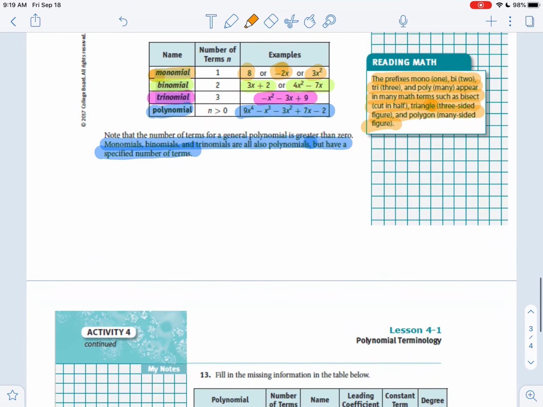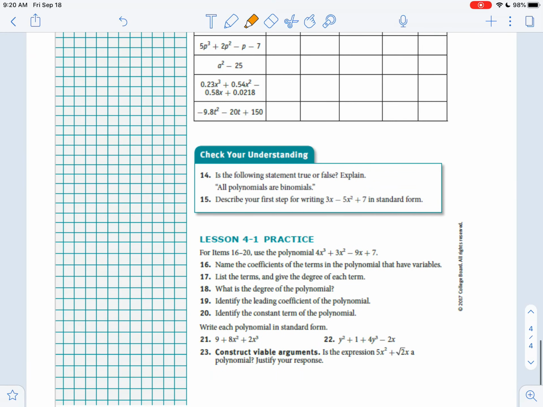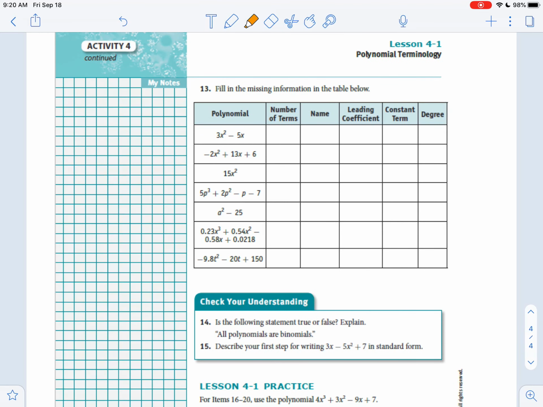So that's really just an introduction to polynomials, and I'm going to ask you to complete problems 13 through 23 for your homework, and feel free to ask questions in class, and also check the PDF that's filled in to check some of your answers.